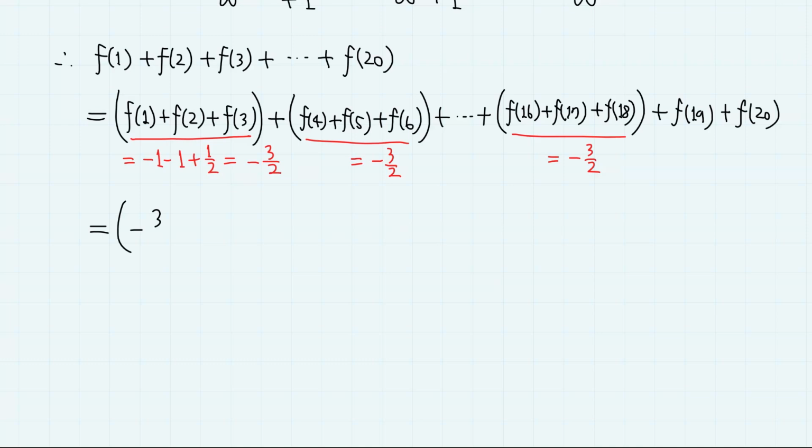Therefore, we have negative 3 over 2 repeated 6 times, and then this part, and f of 19 is negative 1 and f of 20 is also negative 1. So we obtain the final answer, negative 11.